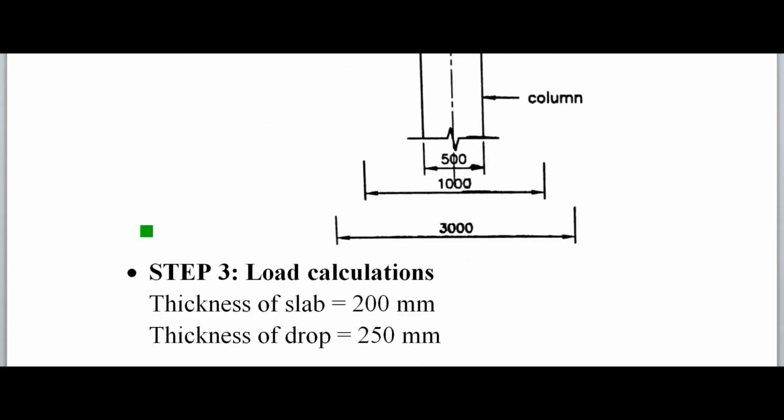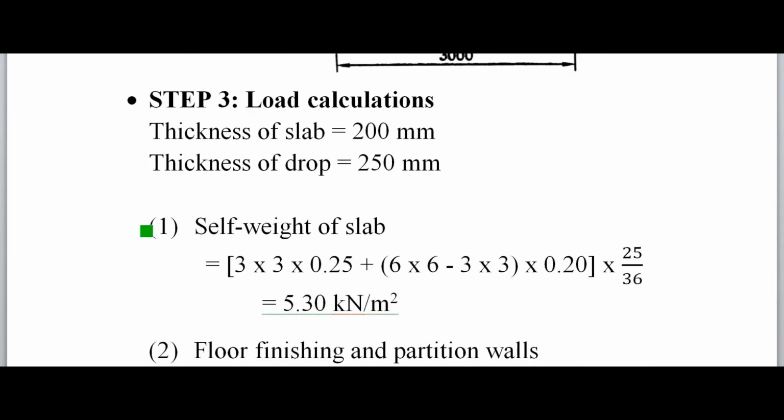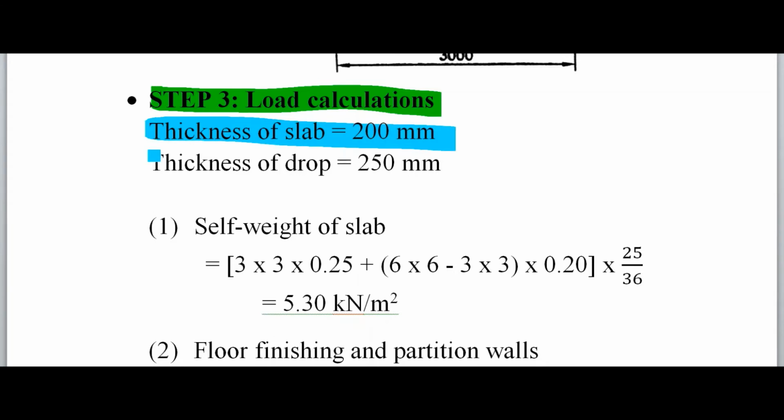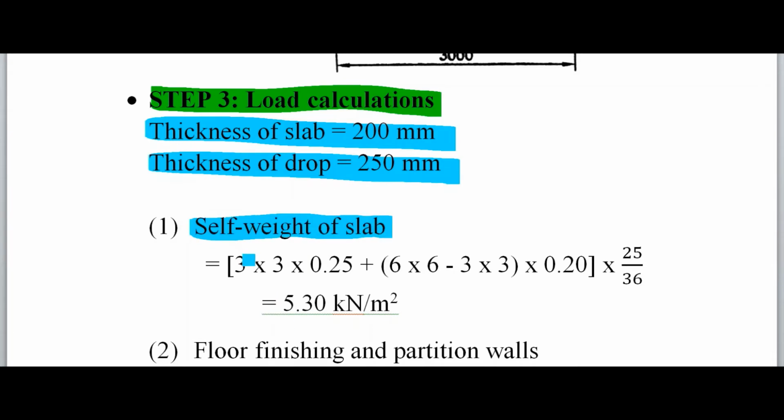Okay, now we are going to calculate load. Step 3, load calculation. Thickness of slab 200, thickness of drop 250. So first of all, self weight of slab is 3 by 3 into 0.25, plus 6 by 6 minus 3 by 3 into 0.20, into 25 by 36. Why is it calculated like this? Let's check.